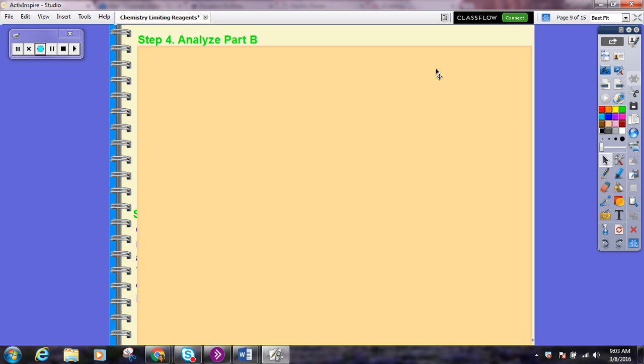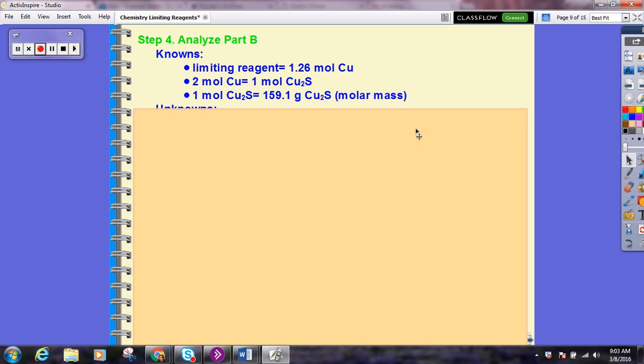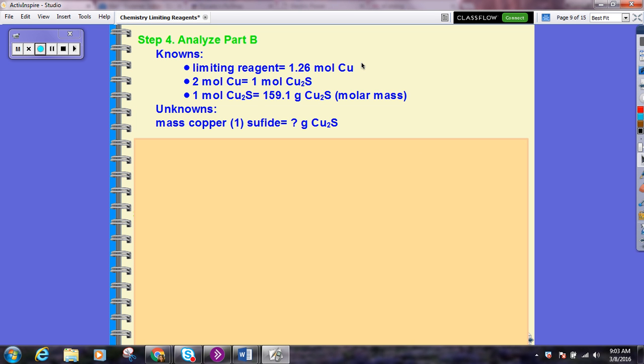So in part B, let's look at our knowns and our unknowns. Our limiting reagent, we already know, is the 1.26 moles of copper. We know the ratio of moles of copper to moles of copper(I) sulfide is 2 to 1. We know that 1 mole of copper(I) sulfide equals 159.1 grams of copper(I) sulfide. This is the molar mass. If you're confused about how I got this number, you might want to go back and review the molar mass lesson.